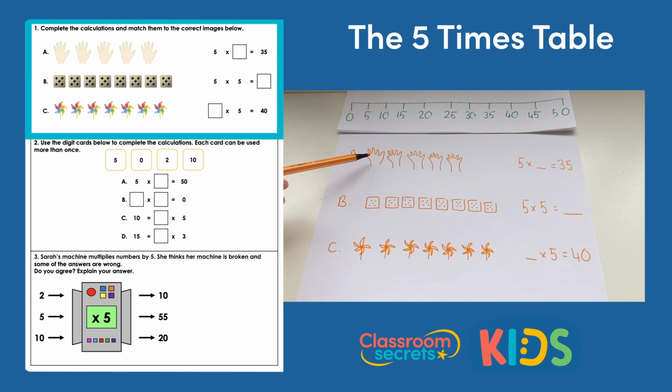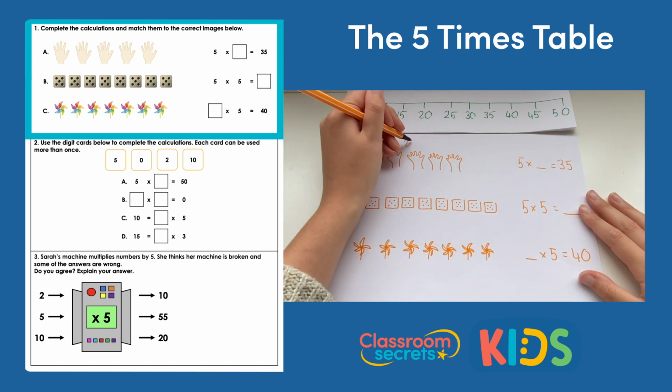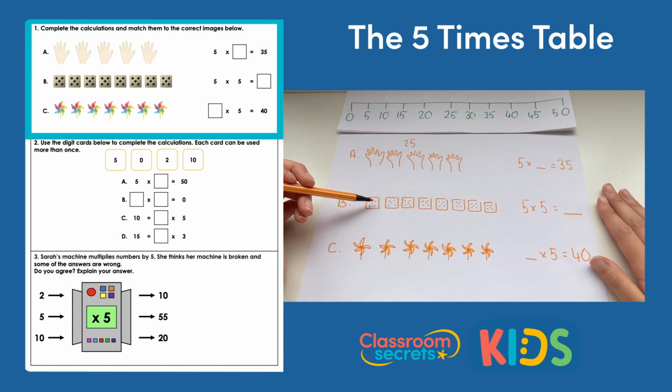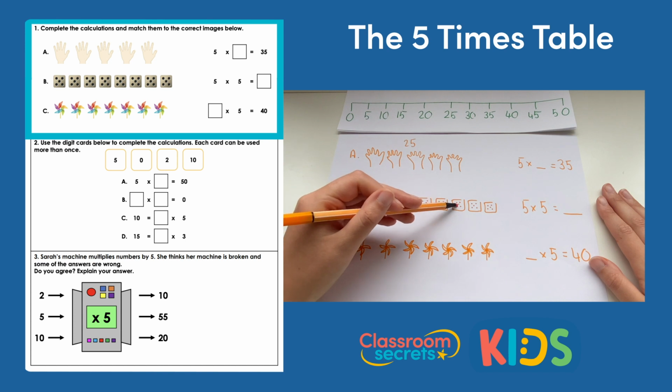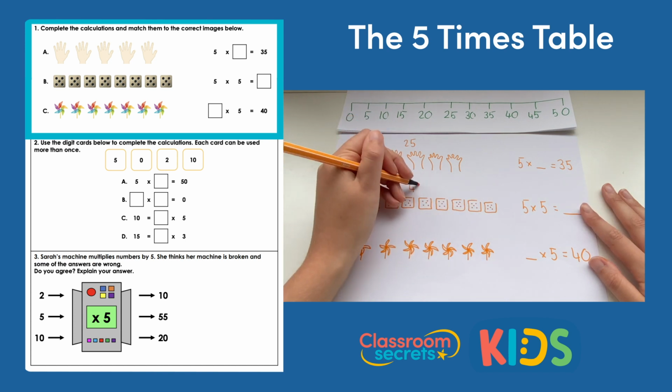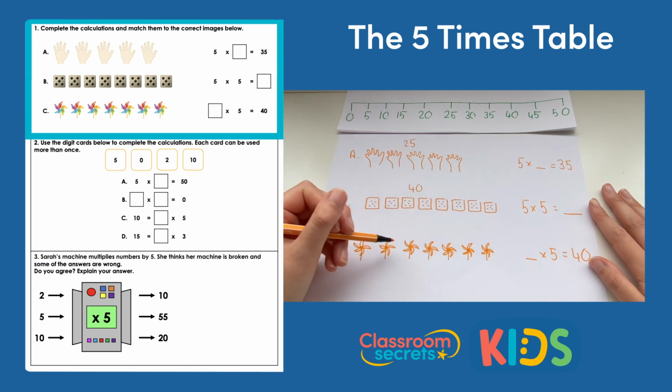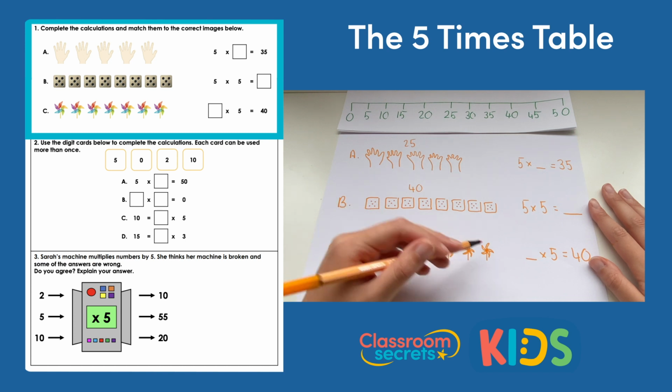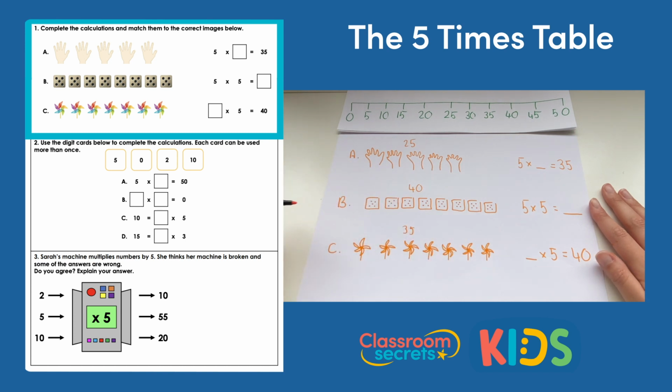So we're going to count in 5s. 5, 10, 15, 20, 25. Now for the dice, 5, 10, 15, 20, 25, 30, 35, 40. And now for the pinwheels, 5, 10, 15, 20, 25, 30, 35. So that should make it really easy to match up with our calculations.